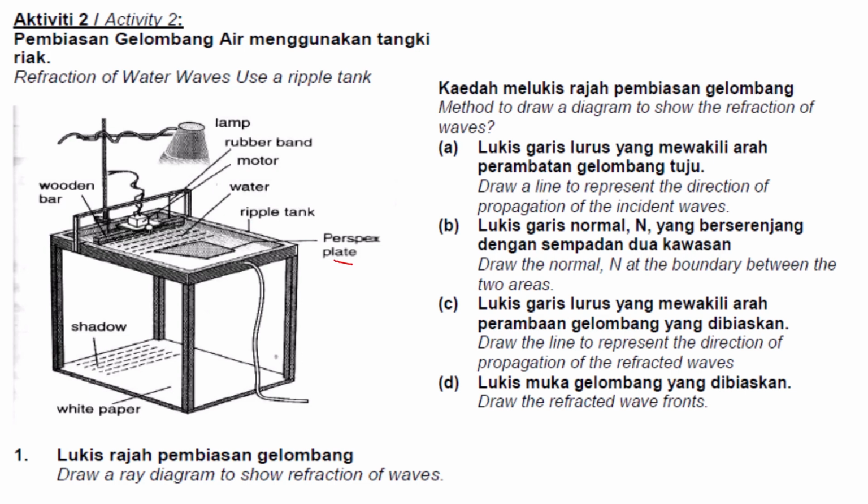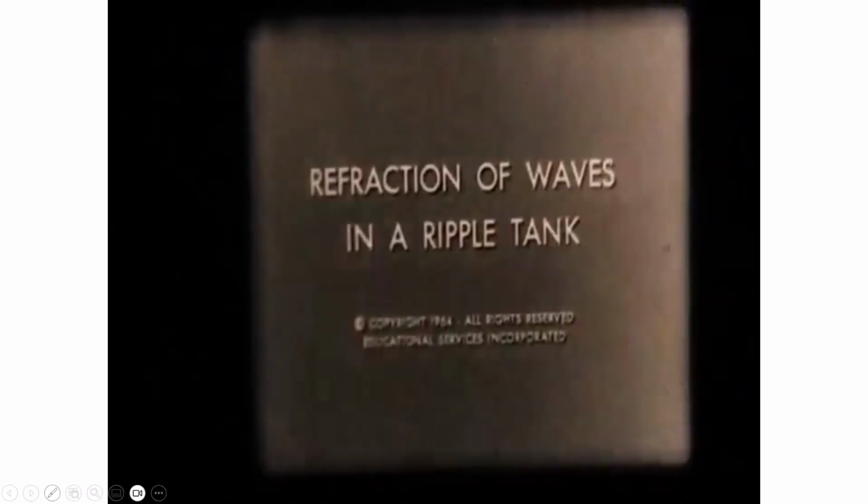Alright. Okay, so the method, as we just discussed, we can go back again. Draw a line to represent the direction of propagation of the wave. Draw the normal at the boundary. Draw the line to represent the direction of propagation. And draw the refracted wavefront.